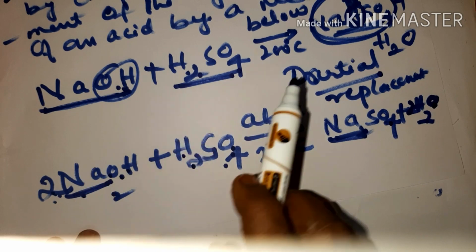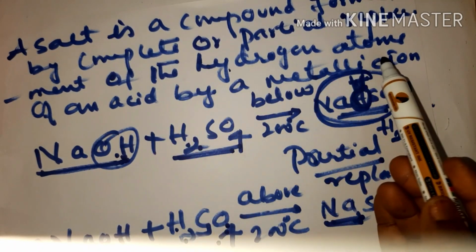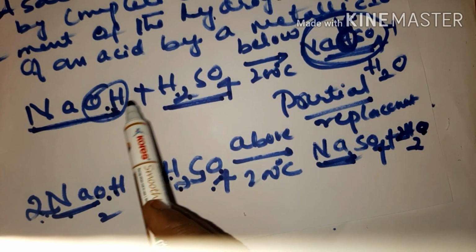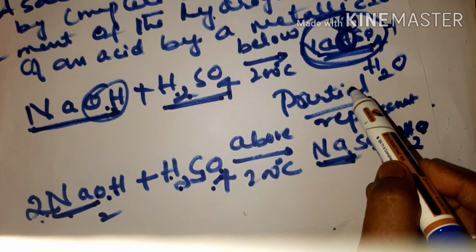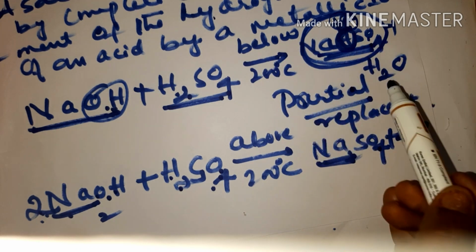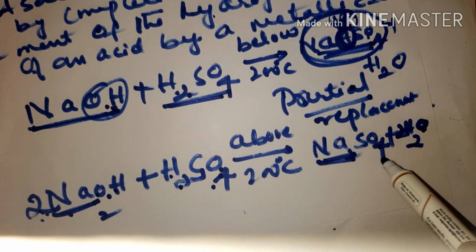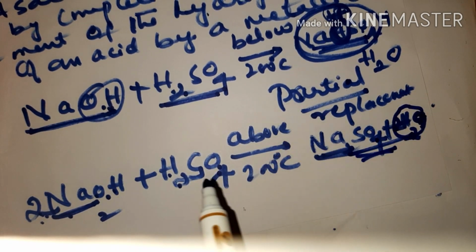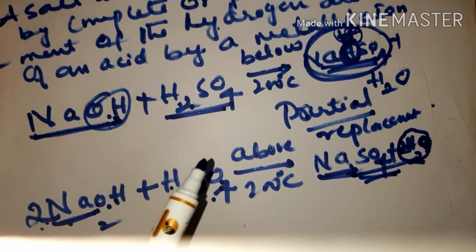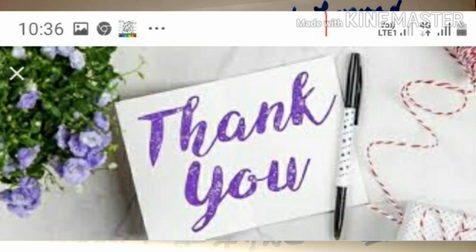So this is how a salt is formed. A salt is formed by complete or partial replacement of the hydrogen ions. Here we see partial replacement, so H is present in the salt, meaning the hydrogen ions are partially replaced. And when you apply more heat, there is complete dissociation of the hydrogen ion to form water. So that is how salt is formed. Children, I hope you have understood this. In the next video, I am going to explain in detail about acids, salts and bases.